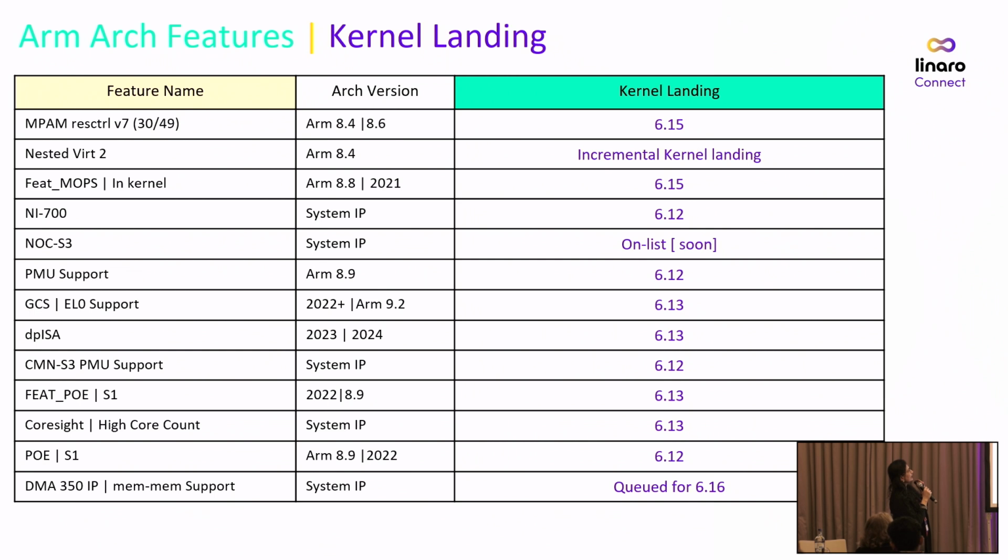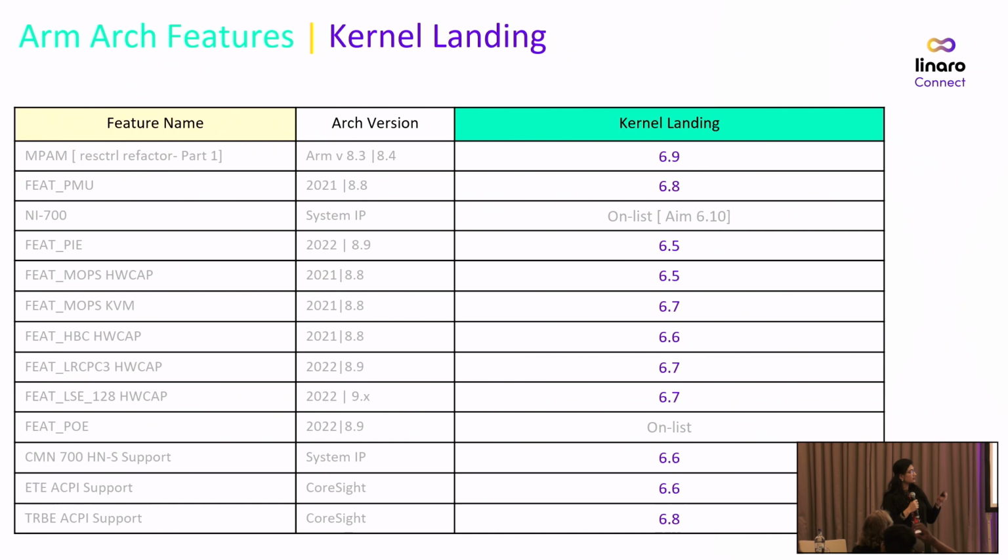FEAT_MOPS, like I said, is now feature complete. The last leg which was remaining, that was in kernel support, and that got merged in 6.15. Then you have a bit of interconnect, like I talked about. You have guarded control stack, EL0 support that got merged in 6.13. POE stage 1 in 6.13 again. And that's the duplicate, sorry for that, and DMA-350. DPISA is also merged in 6.13. And this is what we talked about in the last Linaro Connect, so just for historical recall.